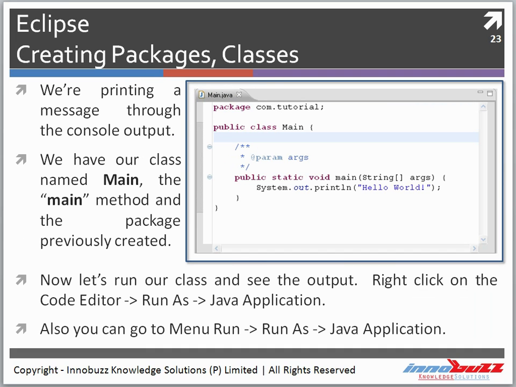Here's the class created and the main method. Just type the line shown on the slide. This will print a Hello World message on the console view in Eclipse. To run the file, just right-click on the editor or over the class name in the Package Explorer. Go to Run, then Run As, and then Java Application. This will show the message on the console view.